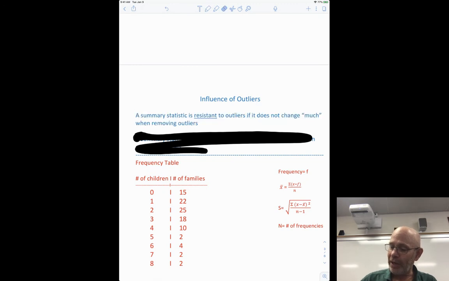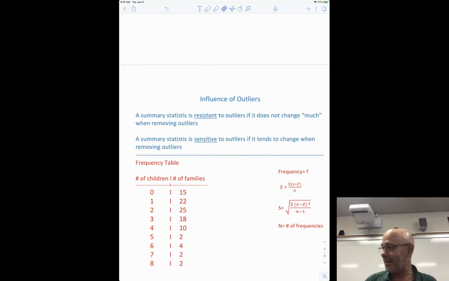Just a little quick terminology. A summary statistic is resistant to outliers if it doesn't change much when you remove the outlier.